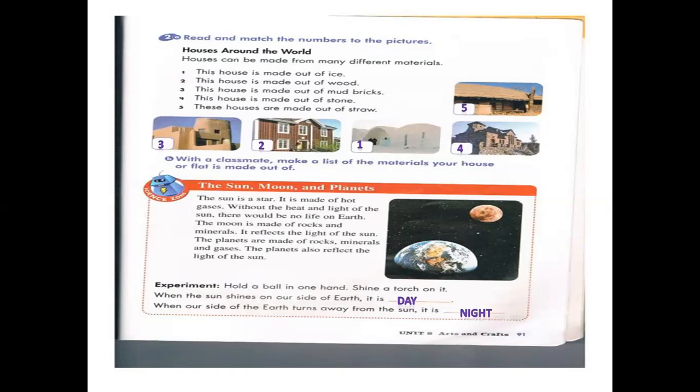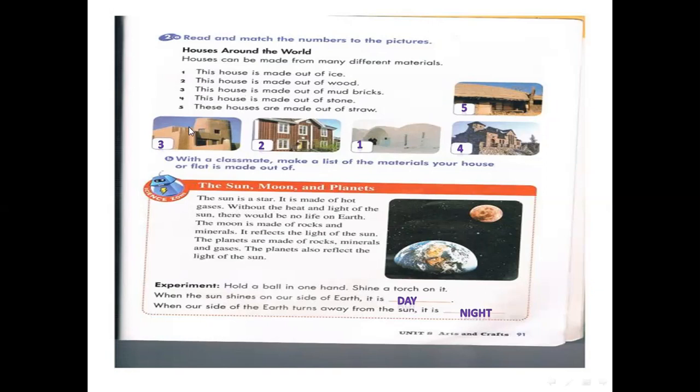with the correct sentence. Number 1. This house is made out of ice. This is number 1. This house is made out of wood. This is number 2. This house is made out of mud bricks. And you are going to learn the meaning of mud bricks later.